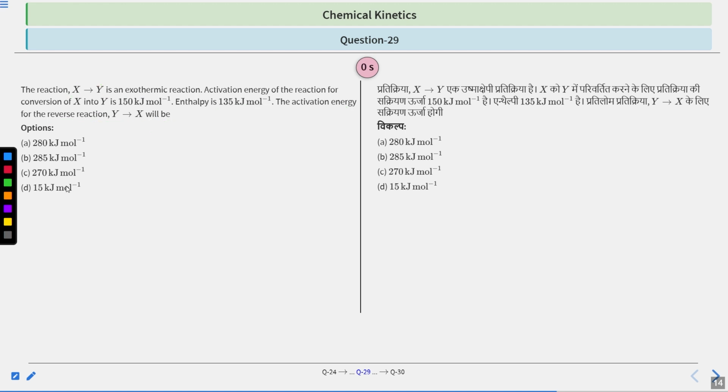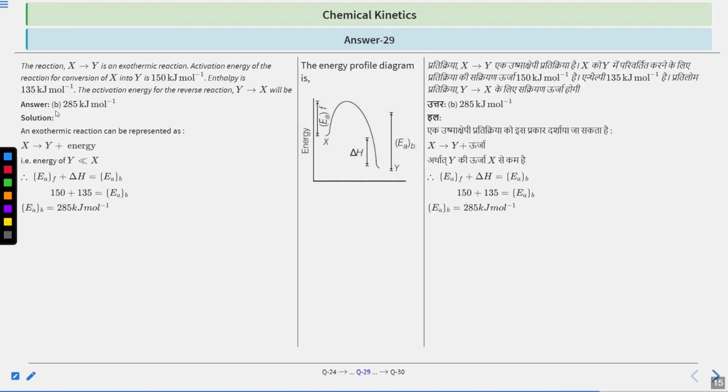Okay, let's see the correct answer, which is option B, that is 285 kilojoule per mole. So an exothermic reaction can be represented as this. Energy is releasing, X is giving us Y plus energy. So energy is released during the exothermic process. But the energy of Y is very, very less than X, you can see, right? Because energy is really releasing at the product side. So at the reactant side, all the energy is present. So Y energy is very, very less than the X.